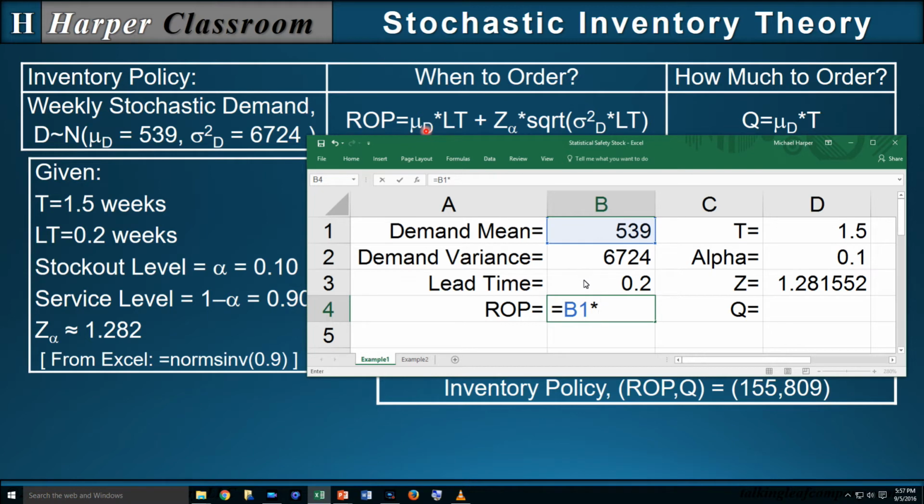Now our ROP, from our equation up here, is equal to our mean times our lead time plus our Z value times the square root of our variance times the lead time. And so there's our equation. Return, and I have 154.79 rounded up to 155. Our lot size equation is given up here, equals the mean of our demand times our inventory period of 1.5. And there's our equation.